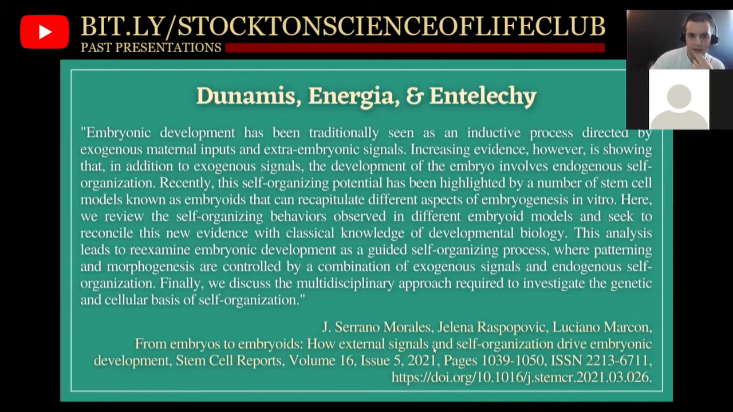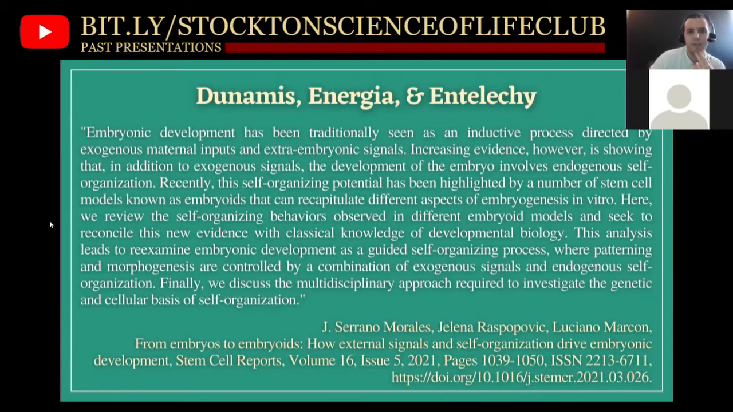So now this is just a scientific paper that talks more about self-organization. It's talking about the internal determination of life to mature itself. This was in the journal Stem Cell Reports. You can look it up here if you want.